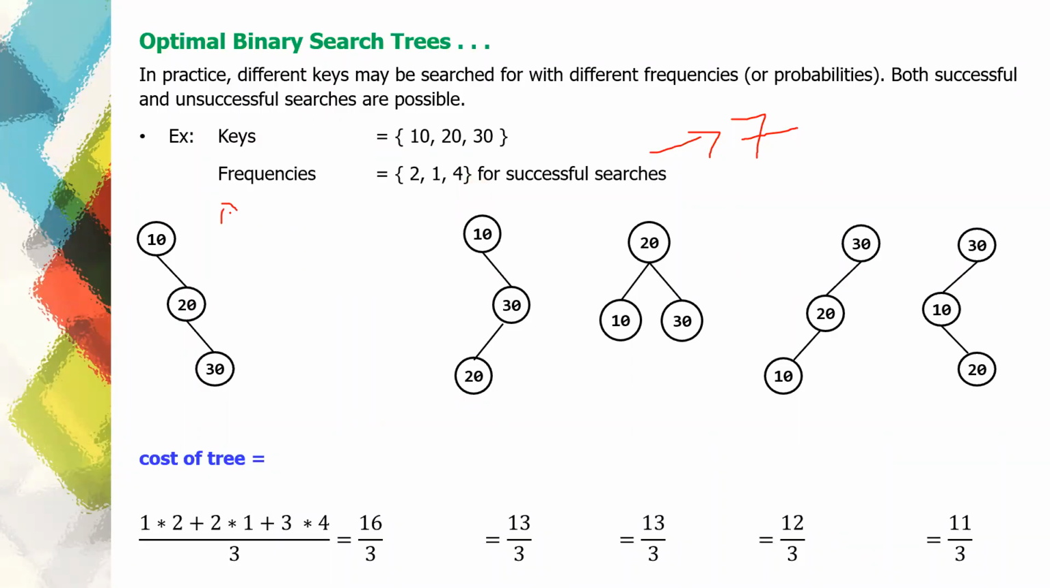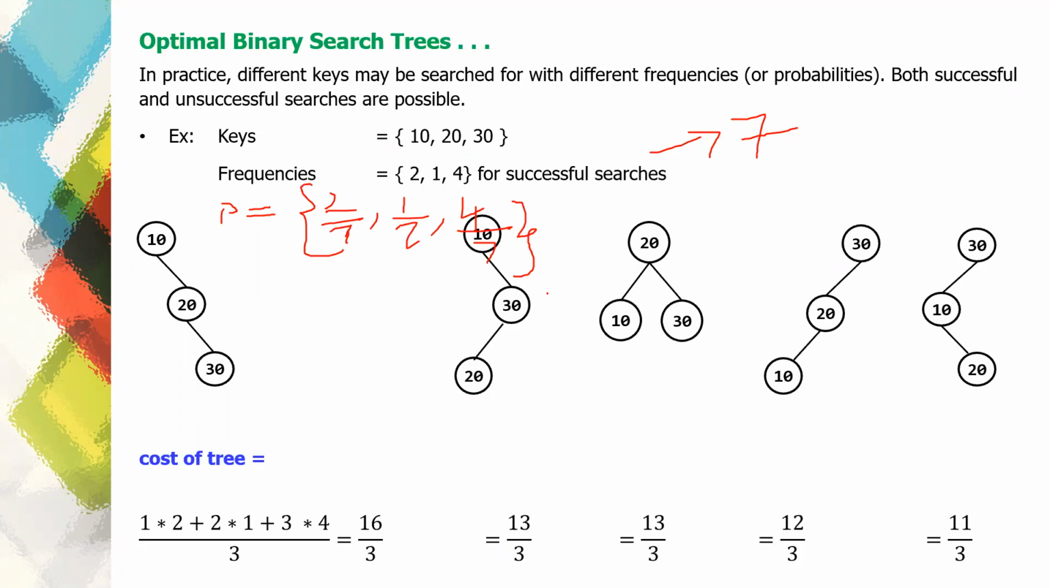So probabilities will be equal to 2 by 7. It will be a value. Each probability value will be between 0 and 1. So it will be 2 by 7, 1 by 7, and 4 by 7. In this way, you can represent the probabilities of the items, or you can represent them as frequencies of the items. Anyway, each item has its own frequency, its own probability for search.